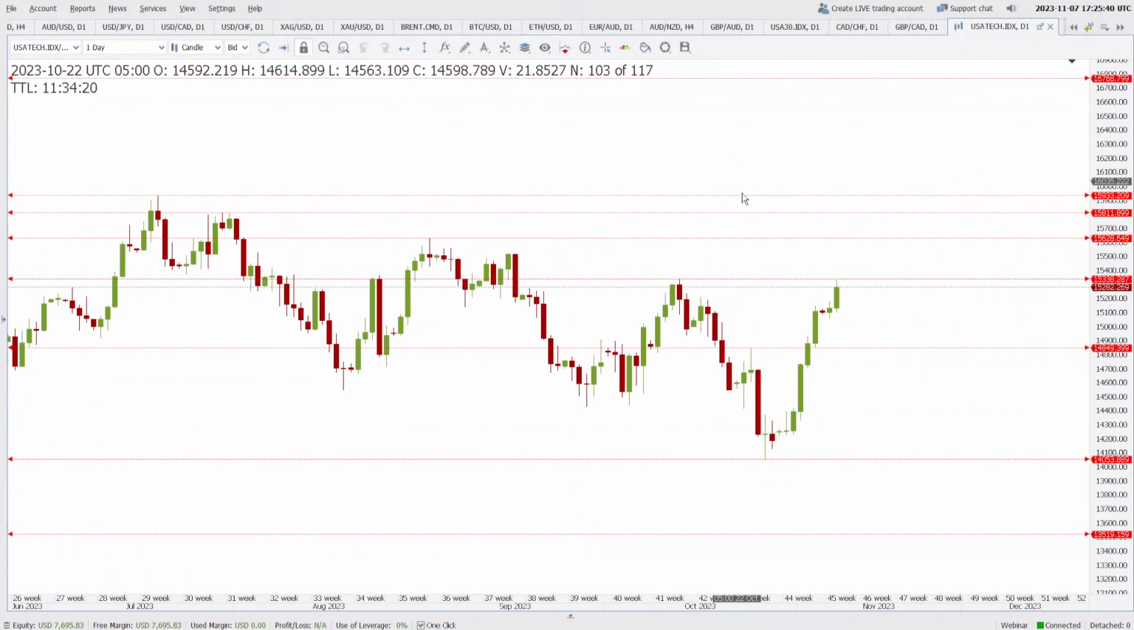US Tech, expect resistance at 15,338, but any close above this will expose 15,628. So also keep this in mind.